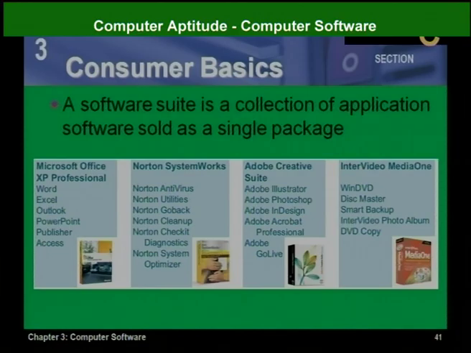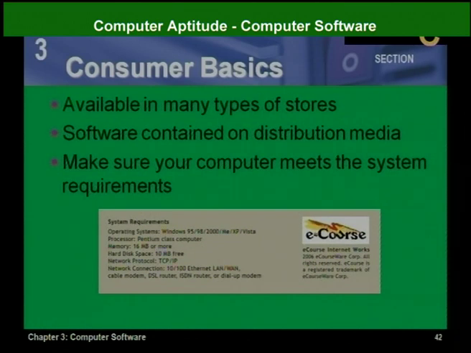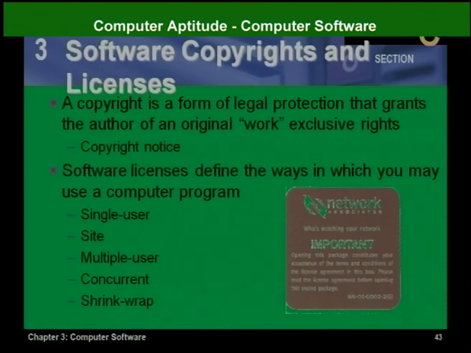These are a few of the software, as I said, like Microsoft Excel Professional. These are the softwares which will automatically be available for you. A software suite is a collection of application software sold as a single package. So this comes as a package. Available in many types of stores. Software contains a distribution media. Make sure your computer meets the system requirements. Of course, when you install a software, you need the system requirements.